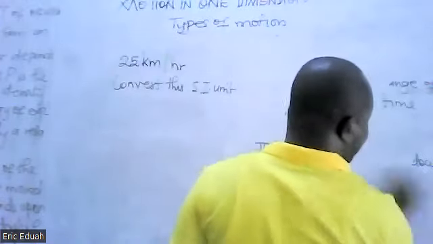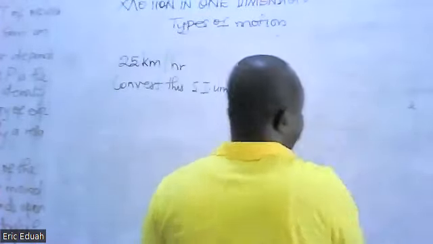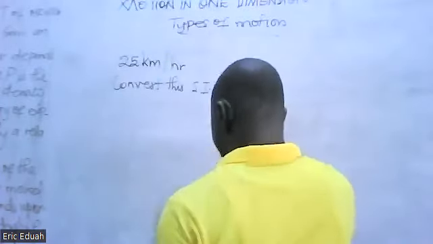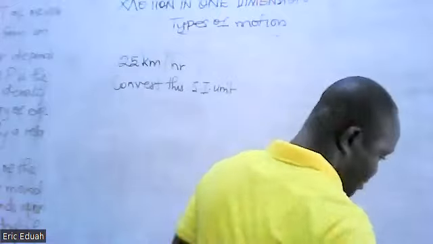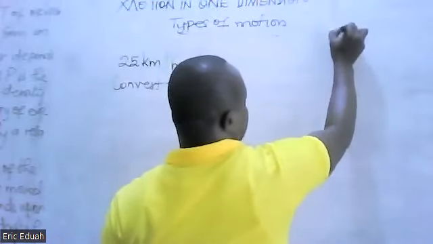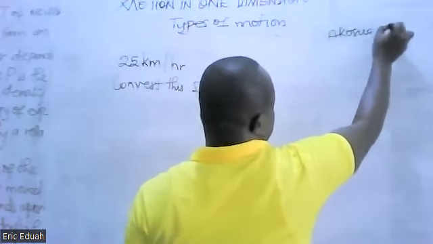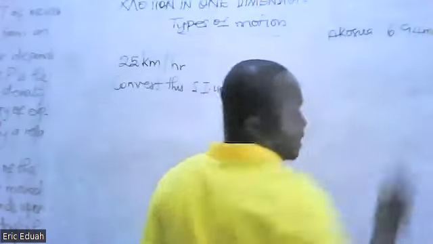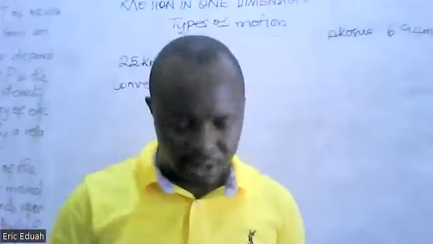Agusia, what did you get? 6.94 meter per second. So Agusia had 6.94 meter per second. Okay, who else?